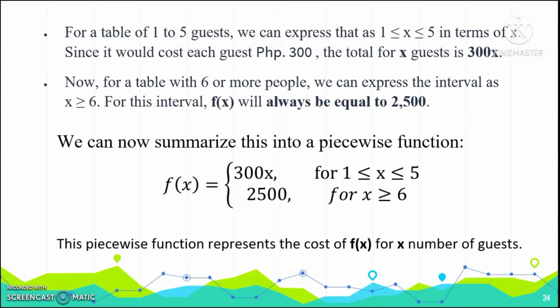We can summarize this into a piecewise function. F of x is equal to 300x for x is greater than or equal to 1 but less than or equal to 5, and f of x is equal to 2,500 for x is greater than or equal to 6. The piecewise function represents the cost of f of x for x number of guests.